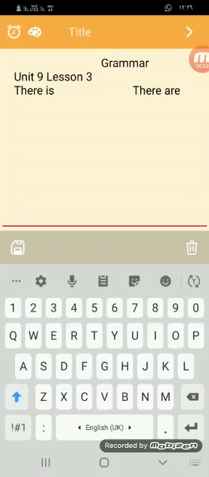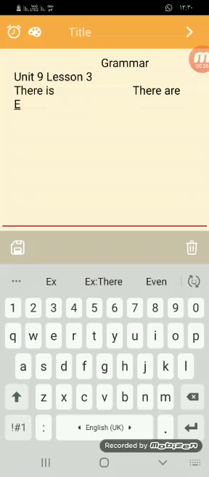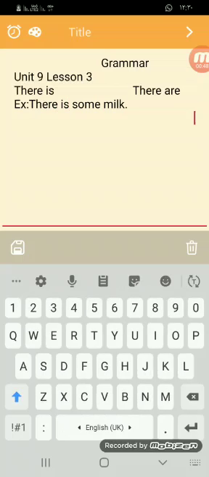We use there is with singular nouns, with nouns that can't be counted. Okay? For example, when I say there is some milk, for example. Okay? We use some with the word milk because milk is uncountable. We can't put S to milk.